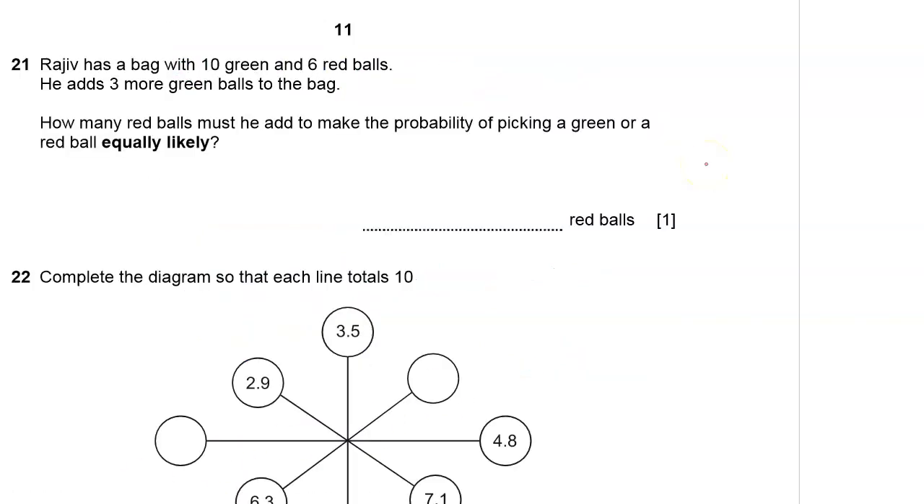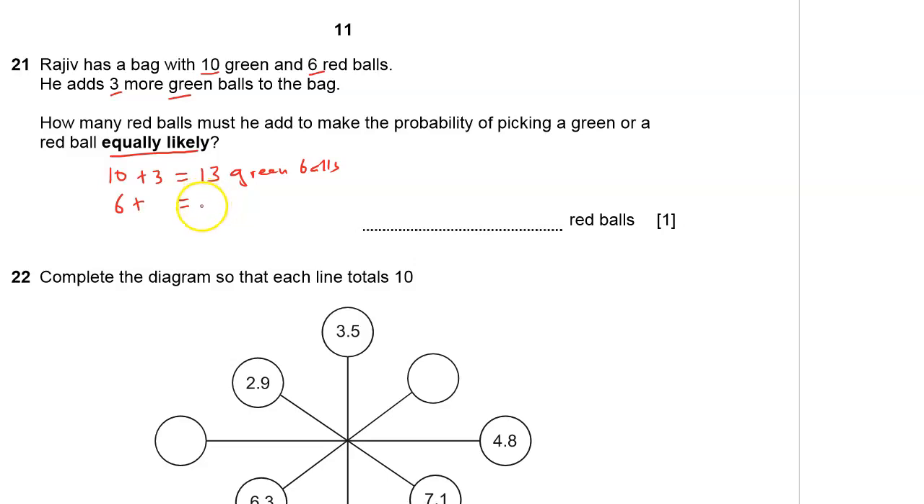Question number 21. Rajiv has a bag with 10 green and 6 red balls. He adds 3 more green balls to the bag. How many red balls must he add to make the probability of picking a green or a red ball equally likely, an equal probability? Basically, you need to have an equal number of green balls and red balls. How many green balls does Rajiv have in the bag? Initially he had 10 green balls, and he adds 3 more green balls, so he has a total of 13 green balls in the bag. He has 6 red balls. So what must he add?